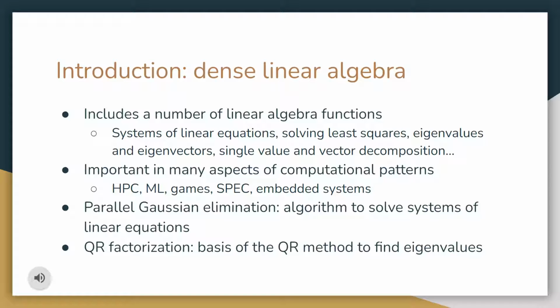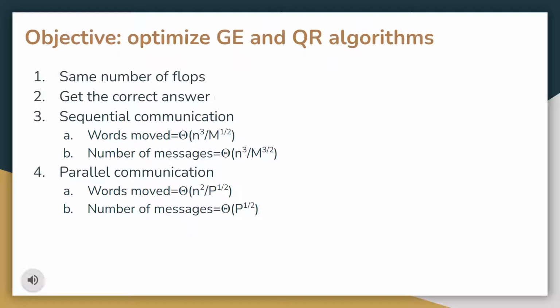Dense linear algebra includes many different mathematical functions, listed here, and is highly important in many different computational patterns, such as high-performance computing, machine learning, games, embedded systems, and SPEC, so we want to make it as efficient as possible. We want to optimize parallel Gaussian elimination and QR factorization. These optimized versions should do about the same number of flops and still get the correct answer.